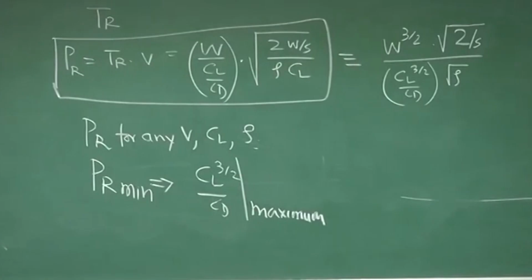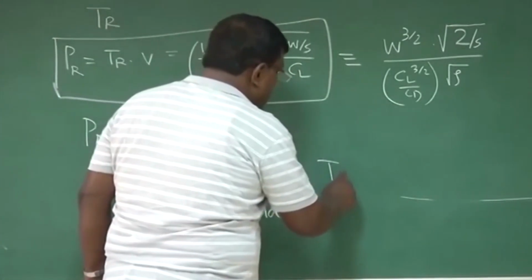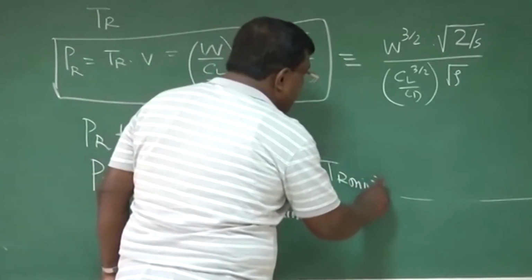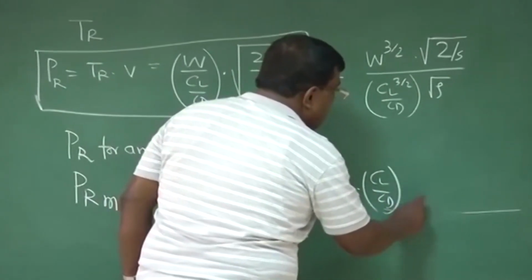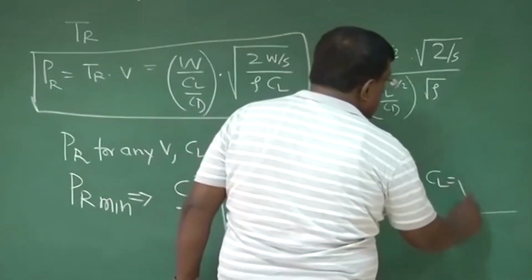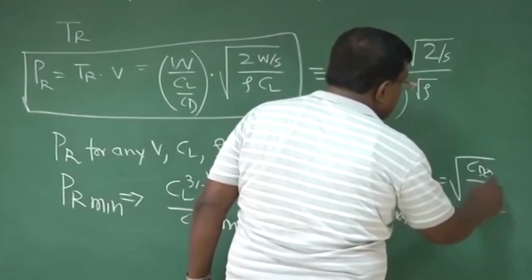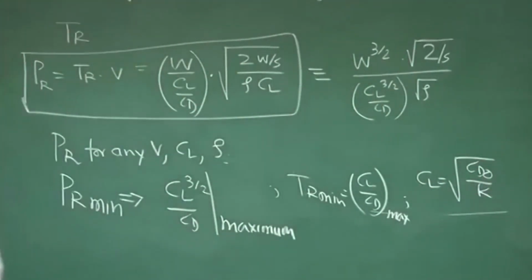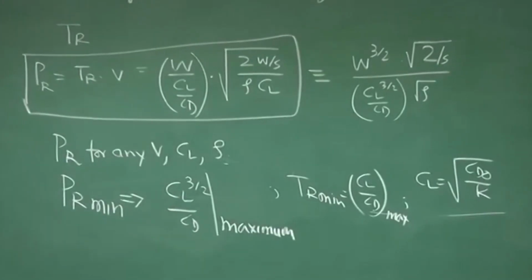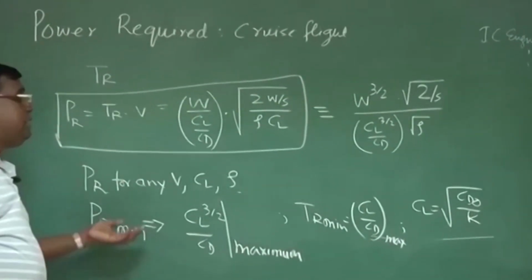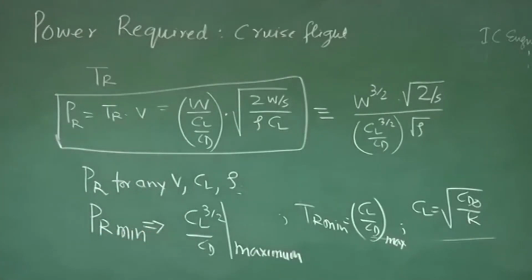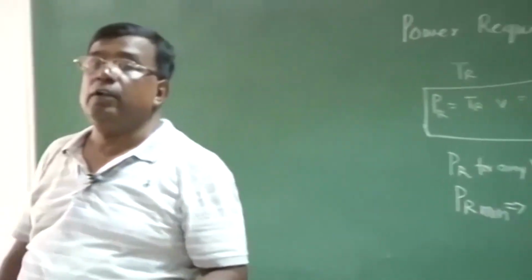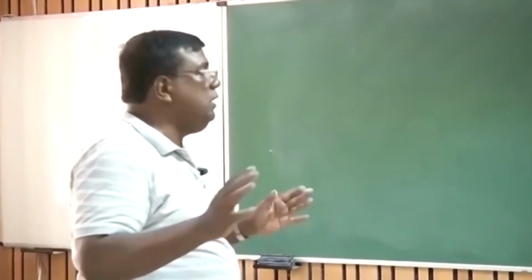What was the thrust required minimum condition? For thrust required minimum, to recall, the condition was CL by CD should be maximum, and we have demonstrated that it means I have to fly the machine at a fixed CL, which is given by CD naught by K. Similar question I will be asking here. What is that CL I should fly so that CL to the 3 by 2 by CD is maximum, or in turn the power required will be minimum? So that is the question we are going to address.